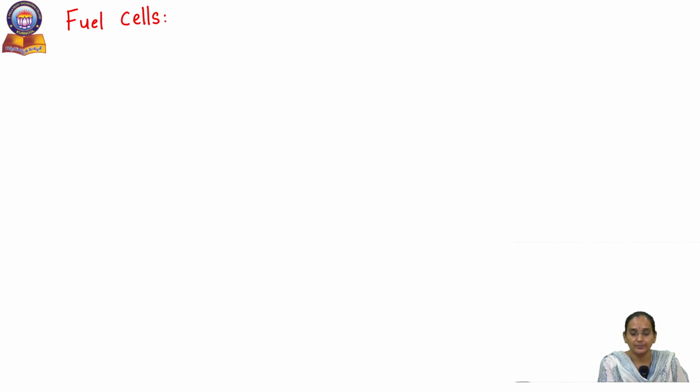What is a fuel cell? The cell which uses some fuel and it undergoes oxidation. Here, in general, in the fuel cells, oxygen will act as oxidizer and it gives some electrical energy. Fuel cells use some fuel and it oxidizes in the presence of oxygen and it gives some electrical energy. These are fuel cells. Coming to the example for fuel cell, hydrogen oxygen fuel cell.